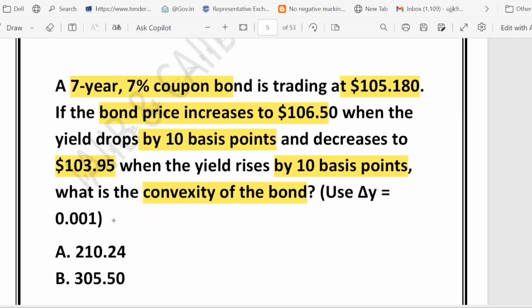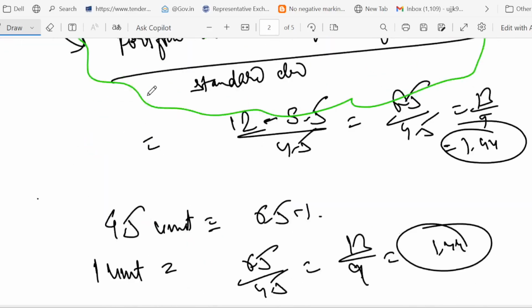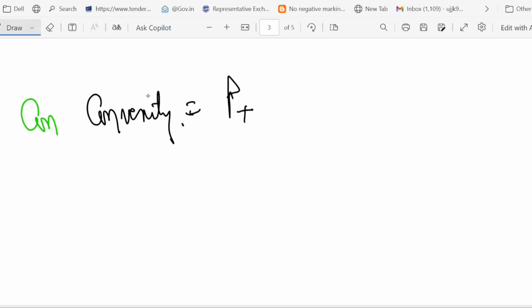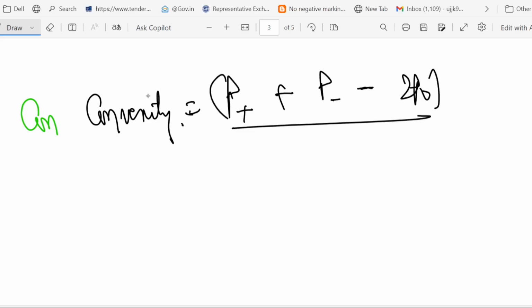See, let me write down the formula here. Just wait a minute. Yes. So if we want to compute the convexity, first of all, you write P plus P minus minus 2 times P naught, divided by P naught, multiplied by delta y divided by 2, right? So this is the formula that we use to compute the convexity.